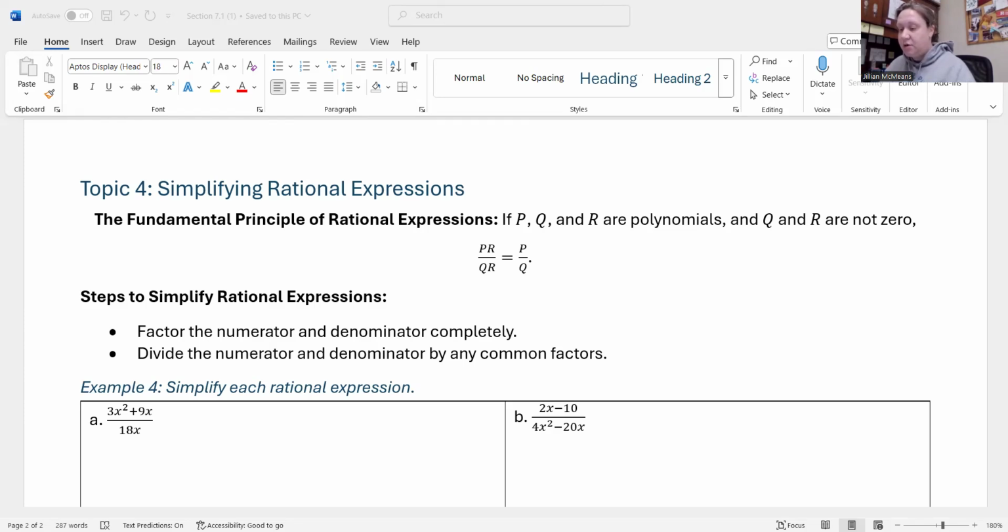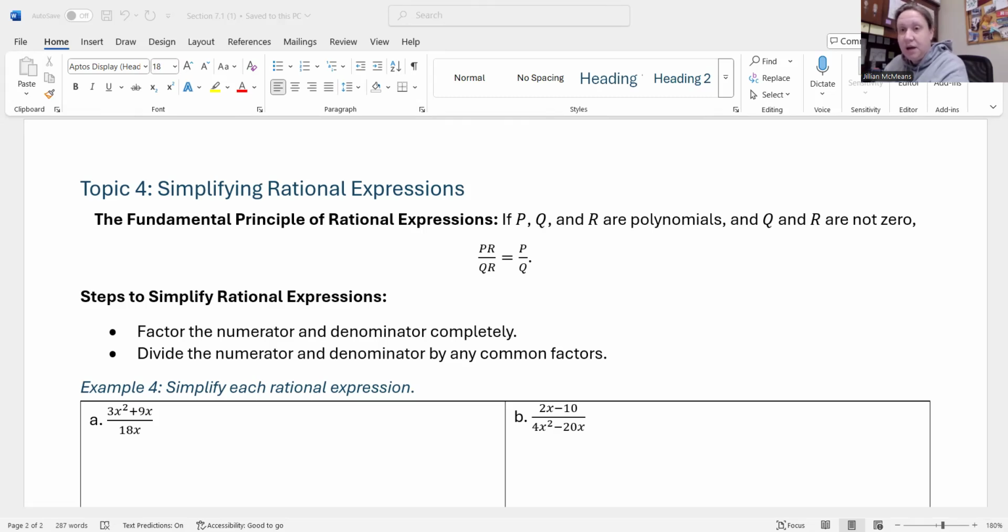So for this topic, we have the fundamental principle of rational expressions. Remember, rational expressions are basically fractions where the numerator and denominator are made up of polynomials, okay? So this principle basically says if P, Q, and R are polynomials, and Q and R are not zero. Remember, the denominator of a rational expression can never be zero, just like a fraction can never have a denominator of zero.